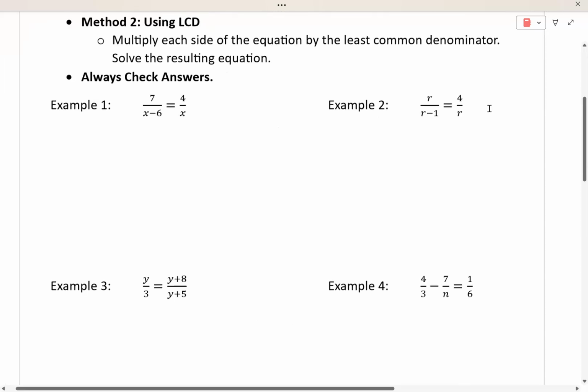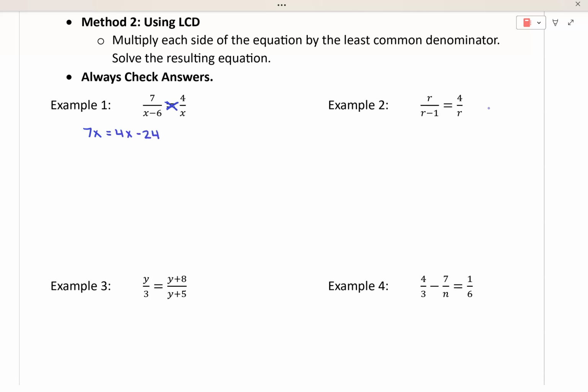Okay. So here we go. On example 1, notice I have a ratio equals a ratio. So the easiest thing to do here is to cross multiply. So 7 times x is 7x. 4 times x minus 6, well, we have to distribute that. So we're going to have 4x minus 24. Subtract the 4x from both sides. So 7x minus 4x is a 3x, equals negative 24, divide by 3. So x equals negative 8.